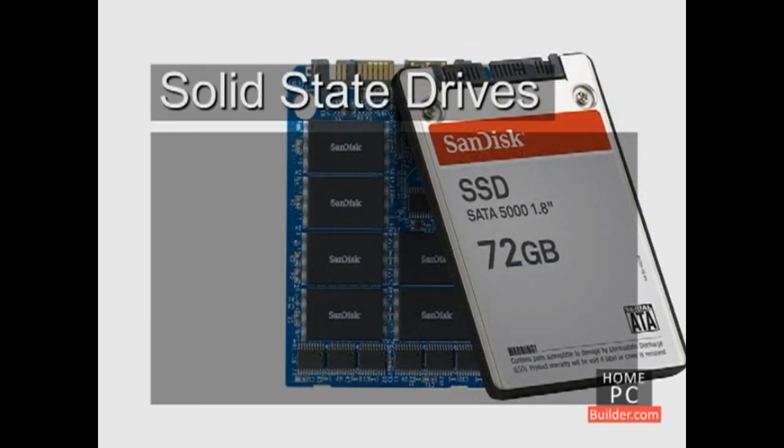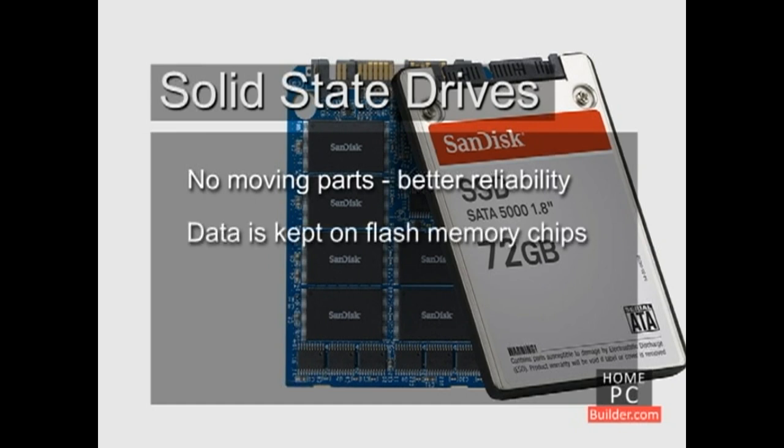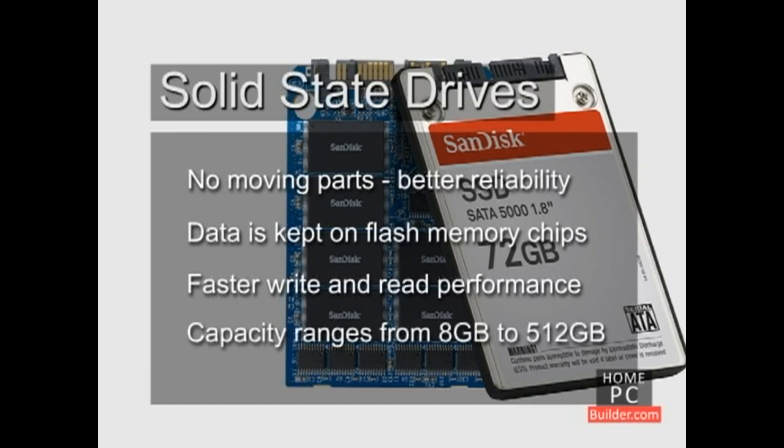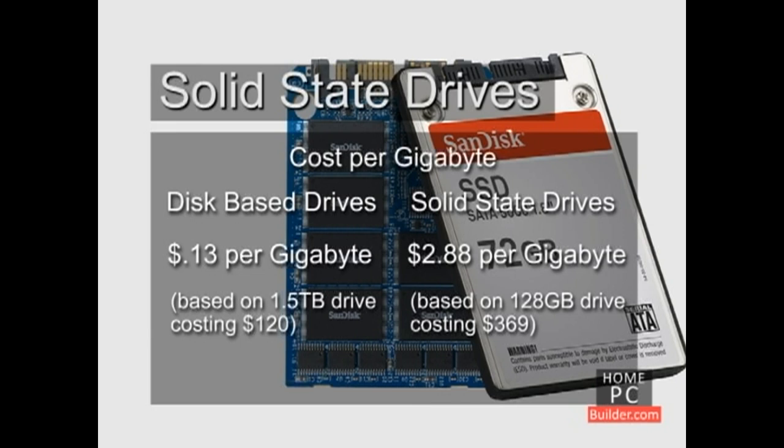Solid-state drives, or SSDs, have no spinning disk to store data on. All information is kept on flash memory chips and can be written to and read back much quicker than from a disk-based drive. Compared to disk-based drives, SSDs have lower capacities of between 8 gigabytes to 512 gigabytes. The cost per gigabyte is also much higher with SSDs. Larger solid-state drives are coming, and you can expect the cost per gigabyte to drop, but disk-based drives will continue to be the most popular due to their far greater storage capacity.